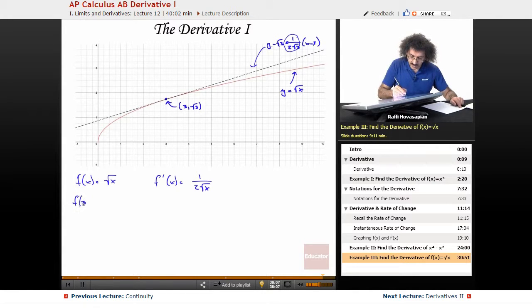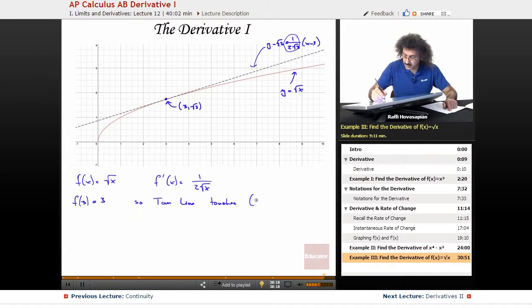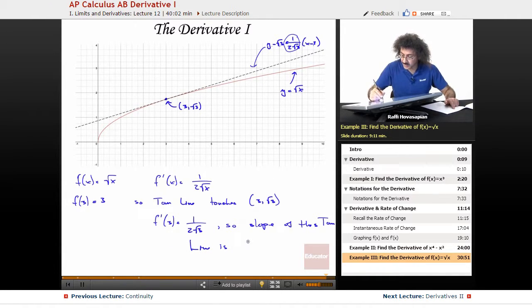So let me write out everything here. So f of 3 equals radical 3. So the tangent line touches 3, radical 3. Now f prime at 3 equals 1 over 2 rad 3. So the slope of this tangent line is 1 over 2 rad 3.